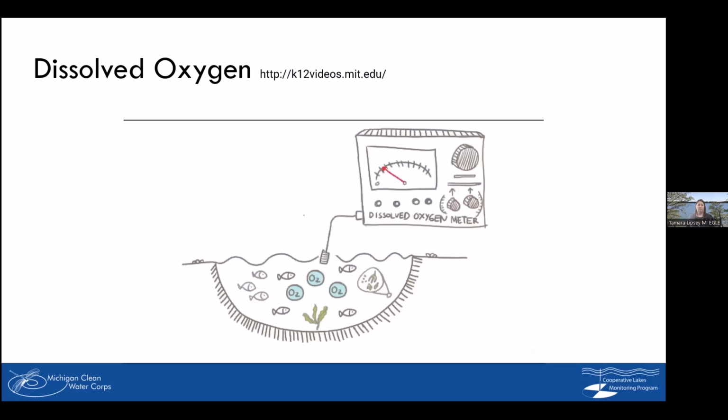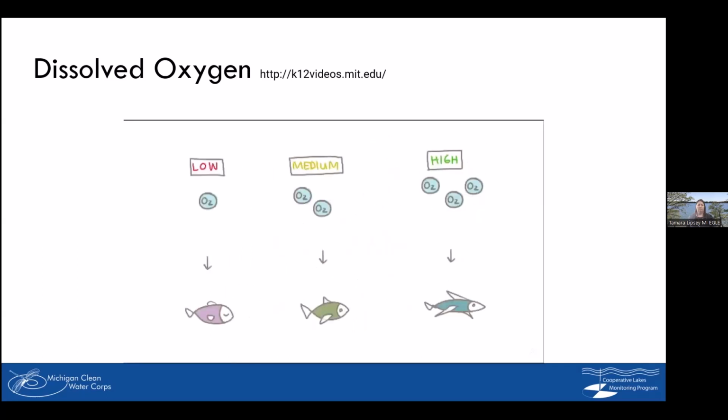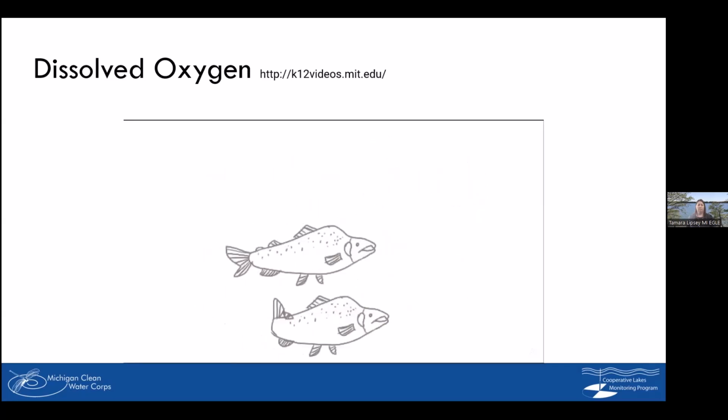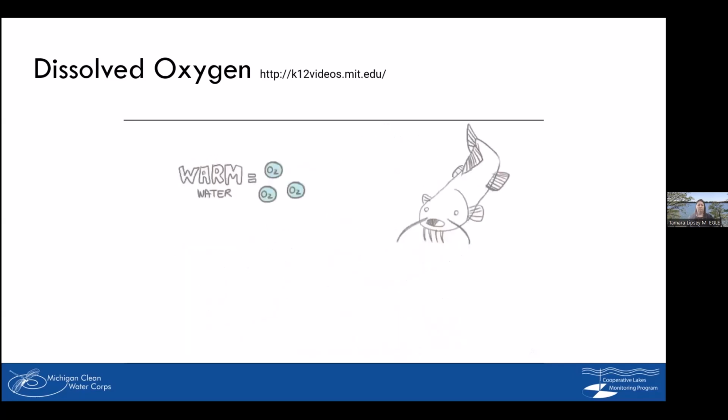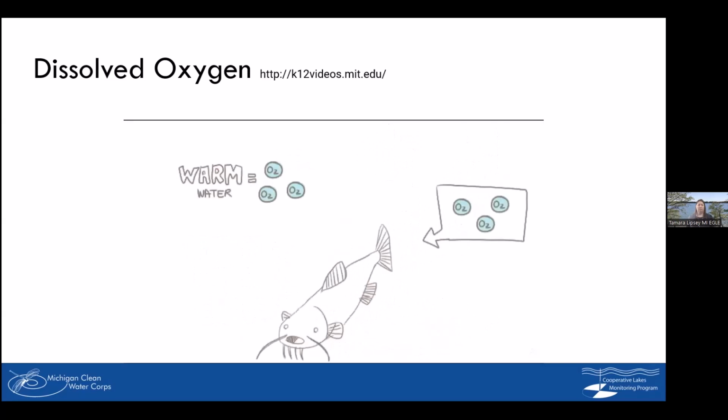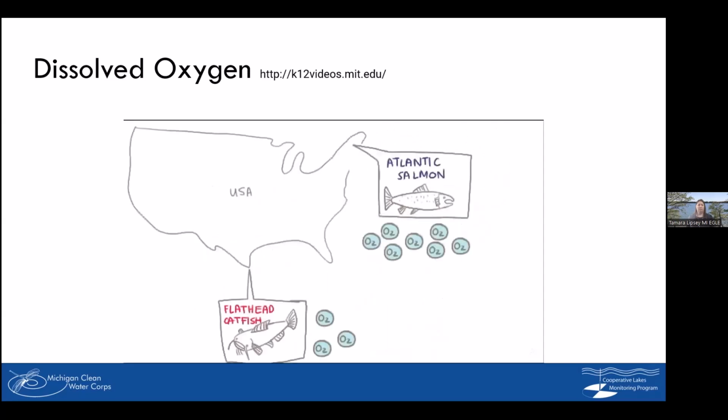So scientists measure dissolved oxygen to find out how healthy a body of water like a lake or a river is. But animals also adapt to the amount of dissolved oxygen. Fish like salmon need a lot of oxygen so they can only live in colder places, but fish like catfish can live in warmer waters because they need less oxygen. If you've ever wondered why the kinds of fish are different in different places, this is one reason why.